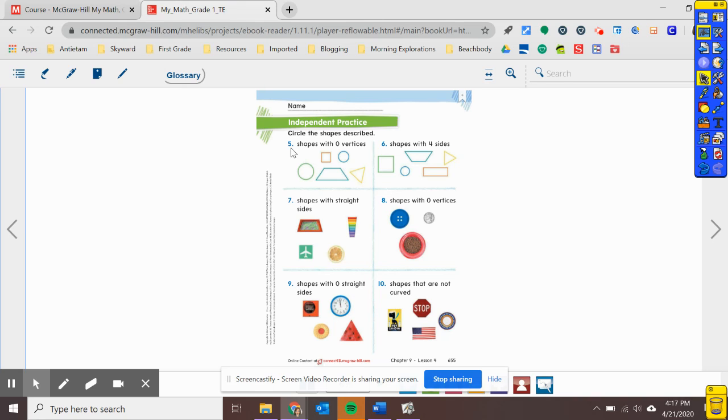So are you ready? Number 5 asks you to circle shapes with 0 vertices. Number 6, shapes with 4 sides. 7, shapes with straight sides. 8, shapes with 0 vertices. 9, shapes with 0 straight sides. And 10, shapes that are not curved.